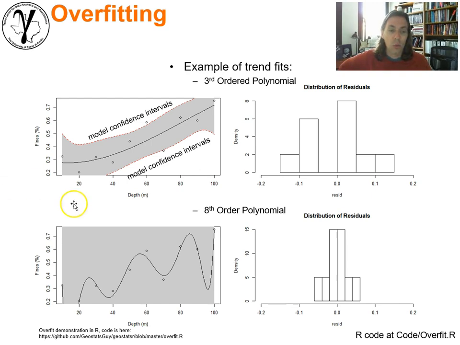Now look what happens when we jump up to an eighth order polynomial. We can perfectly fit the data. We're basically one order away from perfectly fitting with zero residual. We've got a very tiny residual. We think we know a lot.